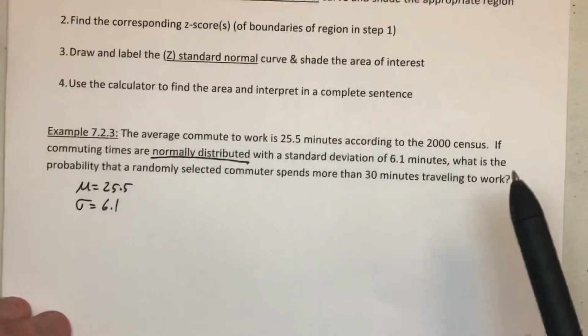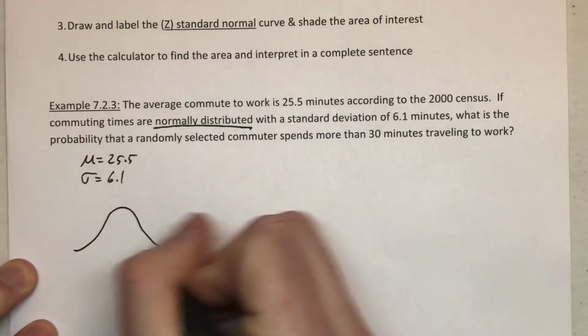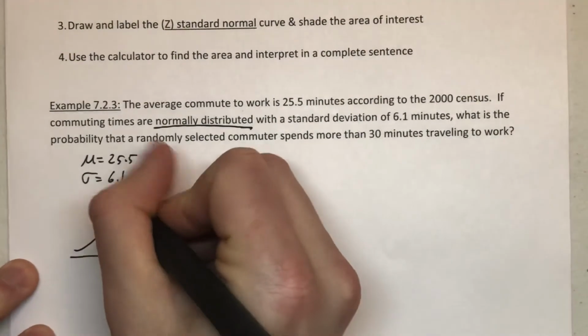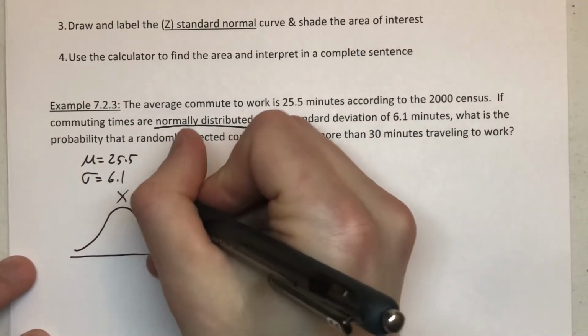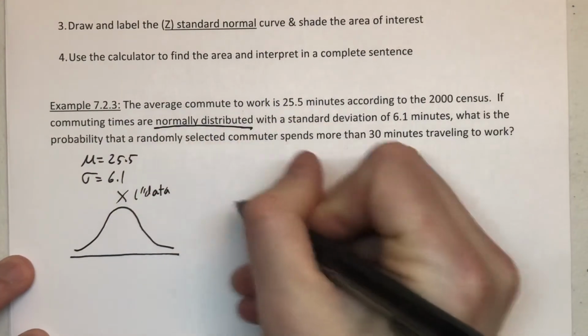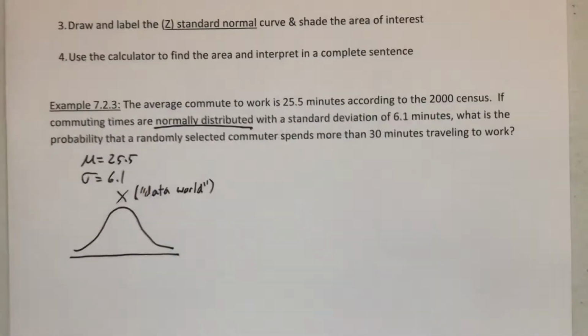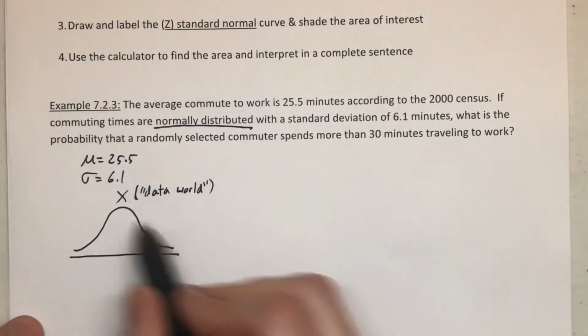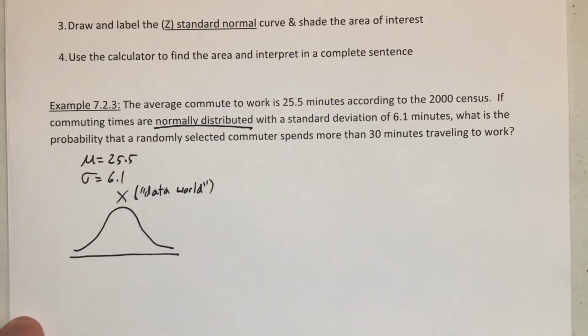Okay, so first step, we want to draw a normal curve, what I'll call our first normal curve. I'll even label it x, because we're dealing with the data. So I'll call this data world. I'm not going to always write it, but I'll use that phrase. We're in data world here. This picture exists in the data world of people traveling to work.